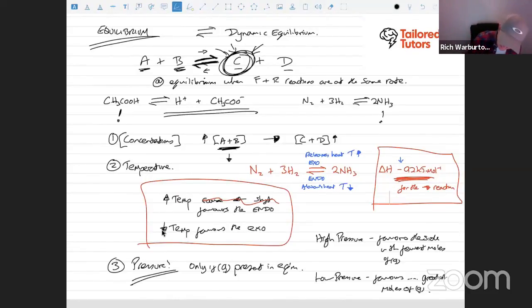Taking our example here of the Haber process, all of these are gases, I should say, and on this left-hand side, we've got a big fat 4 moles of gas. Over here, we've got 2 moles of gas. So if they increase the pressure, it's going to favor that right-hand side, and you're going to get more ammonia out as a consequence. So increasing pressure, decreasing pressure, only where gases are concerned.